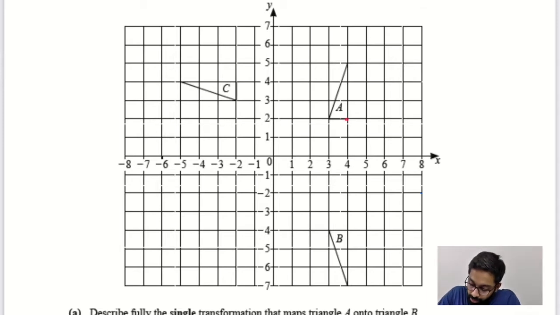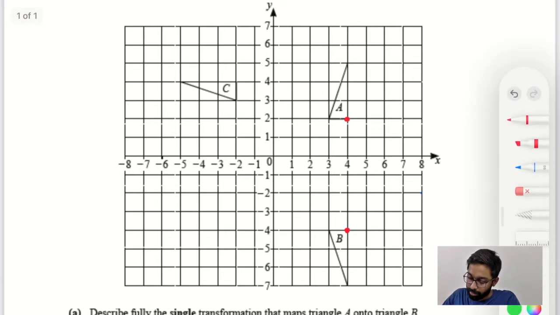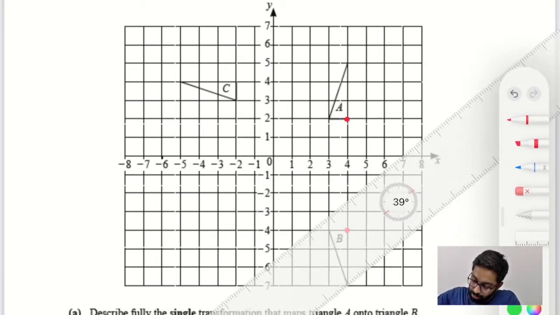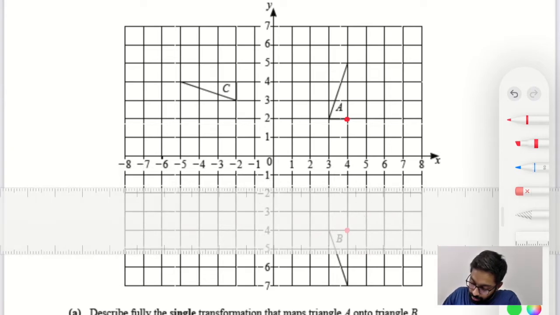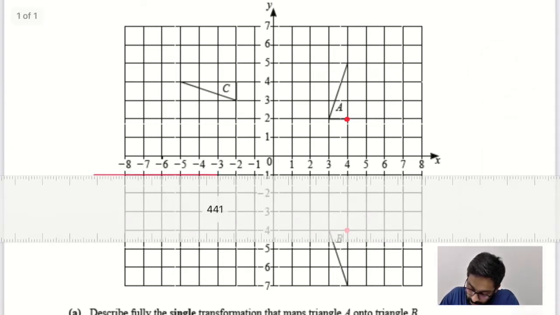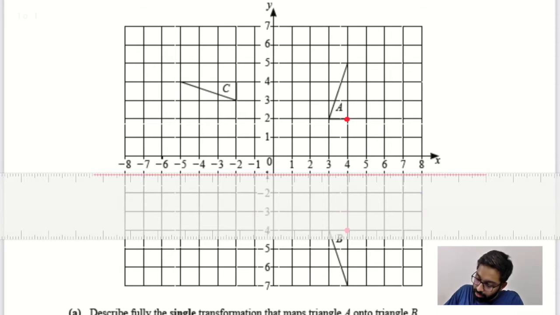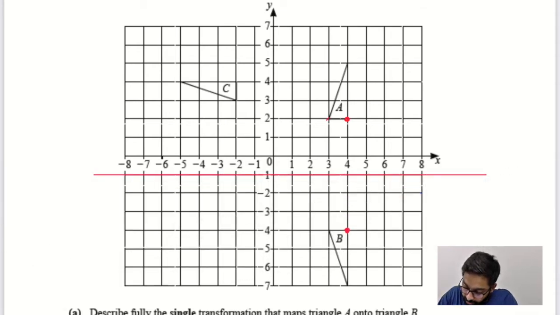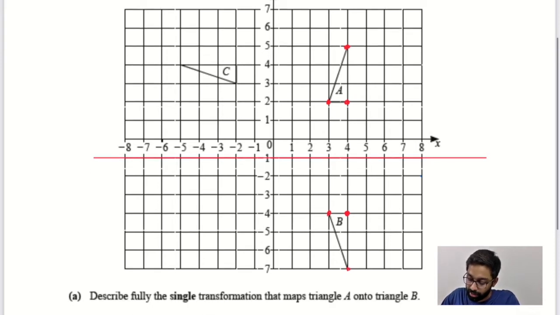But how? So if this point is being mapped onto this point, the distance between them is 1, 2, 3, 4, 5, 6 units. So let's draw a line right in the center first and check whether the other points are being reflected in the same line as well. So this is being mapped onto this point with 6 units difference. This is being mapped onto this point with a 12 unit difference. So this is a reflection in the line y equal to minus 1.